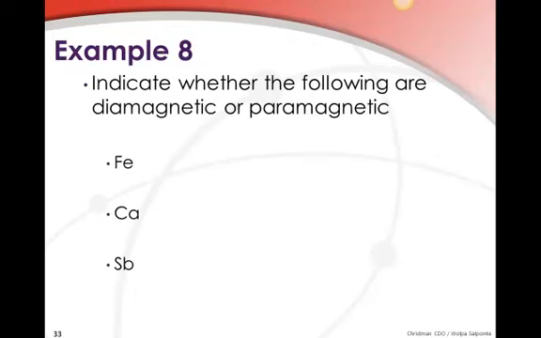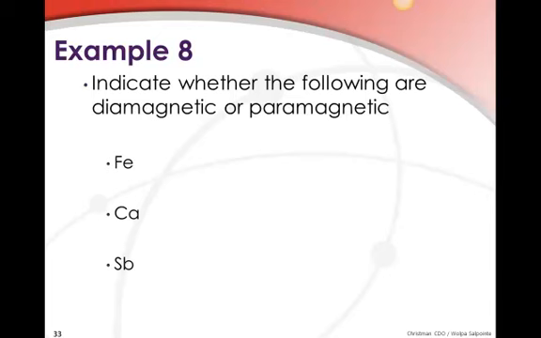Okay, so let's look at some examples. So we are going to be doing diamagnetic, basically meaning it has paired electrons, so it's unattracted to a magnetic field, or paramagnetic, having unpaired electrons, so it is attracted to a magnetic field.